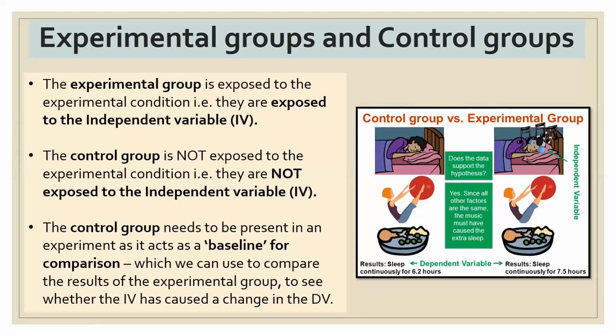Because they were not affected by the IV at all, when we do get the results out of the experimental group, we then compare them to, okay, how is academic performance with memory tips compared to those in the control group who did not have memory tips, okay? So the control group always acts as a baseline for comparison, which we use to compare the experimental group's results with, okay, to see if the IV did cause a change in the DV. Now, that's basically what the experimental and control group are about.